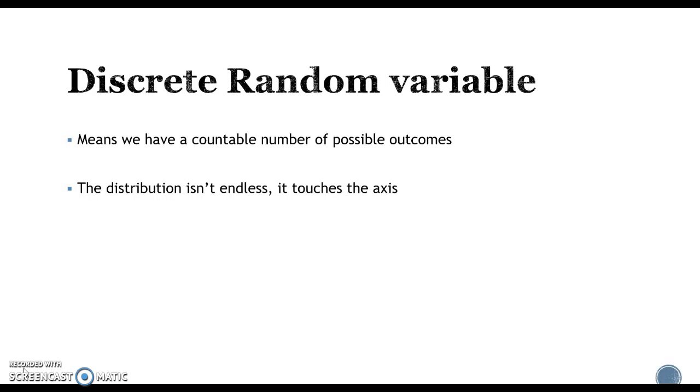Hi students, this lesson is broken down into multiple videos. Some are mine and some are not mine. And it's all about discrete probability. So a discrete random variable means that we have a countable number of outcomes. They are not endless. These distributions are going to touch the axis and there's only so many of them.